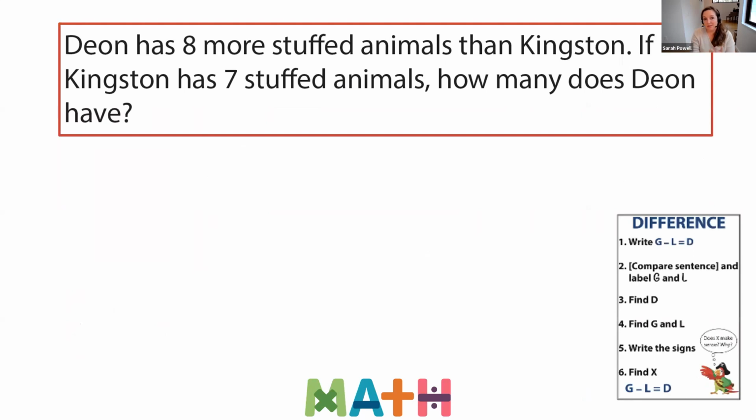And then this is a more complicated difference problem. Here we have 8 more stuffed animals than Kingston. If Kingston has 7 stuffed animals, how many animals does Dion have? So here we're given the difference, which is 8, and we know that Kingston is the lesser amount. And so our job is to figure out the greater amount. And so we would write an equation x minus 7 equals 8 to represent the structure of this word problem.